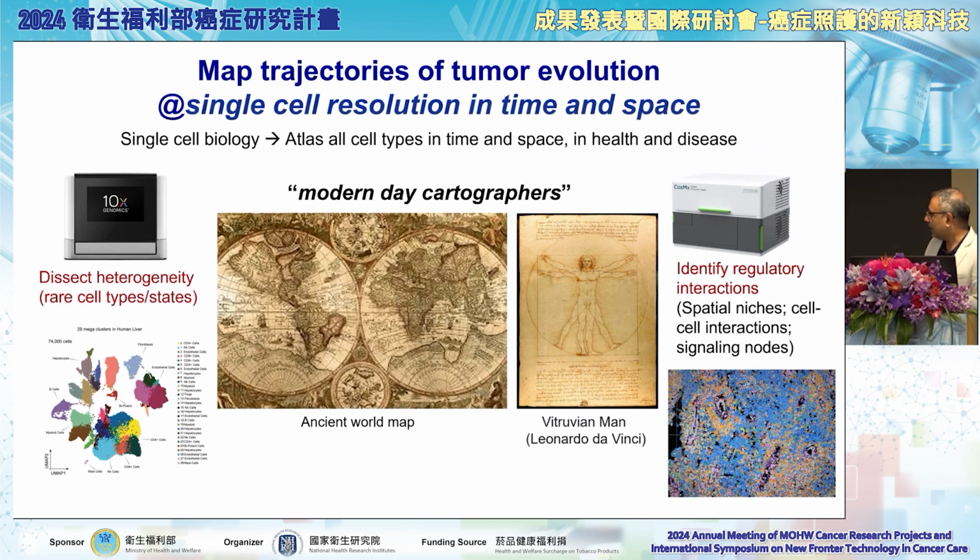The way we do it, we serve as modern-day cartographers, making atlases or maps of tumors. We use single-cell approaches, which allow us to dissect heterogeneity and identify rare cell types, and spatial biology, which allows us to identify the geospatial localization of these tumor-specific cell types as well as the microenvironment, to better understand the regulatory interactions that define these transcriptomic states.